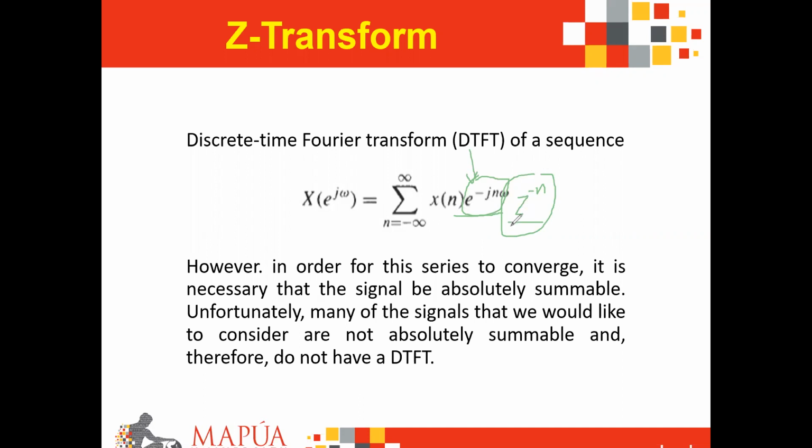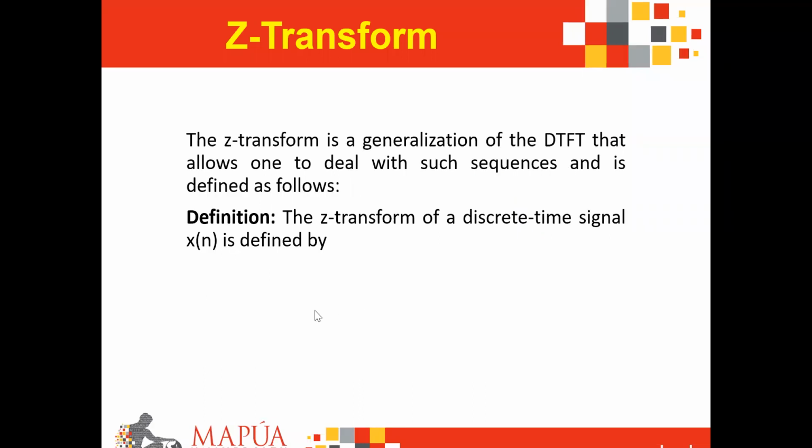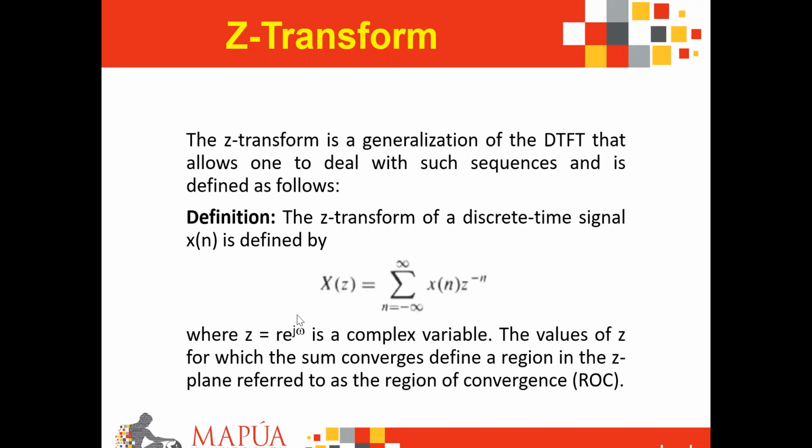That's the general form. So it's a summation, you just add all the terms, basically like that. So in generalization, if you look at the definition of your Z transform, it's defined by this.